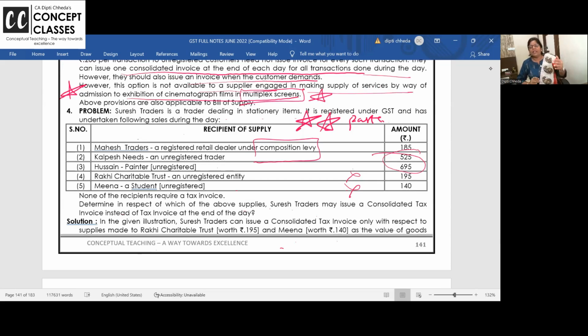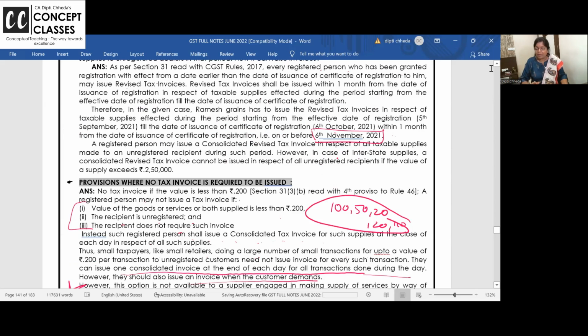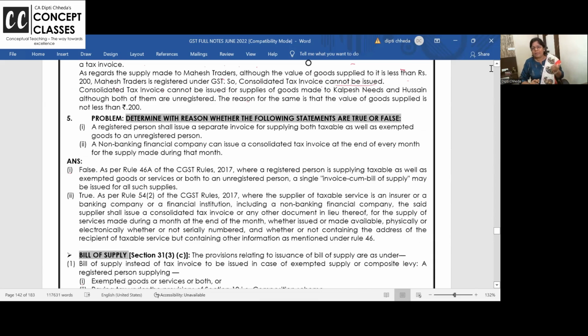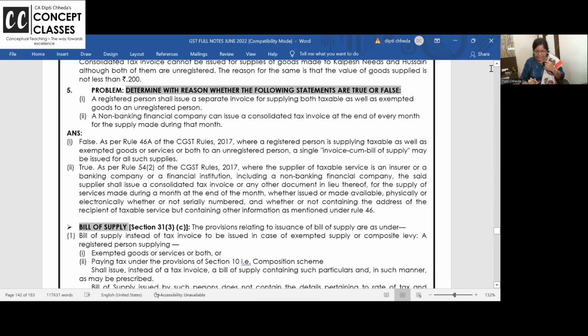I want to repeat, for the whole day consolidated invoice can be issued if the value is less than 200 and the buyer is unregistered and he doesn't need the invoice. You are unregistered, but I have sold you 800. No, I can't issue you. You have purchased only 50 rupees, but you are registered. I have to issue you separate invoice. Clear what are the cases? Will you read and come? I will surely revise all this tomorrow with debit note, credit note and more in detail.